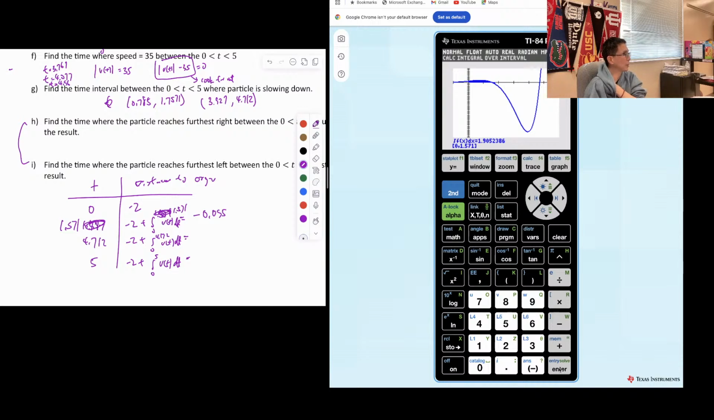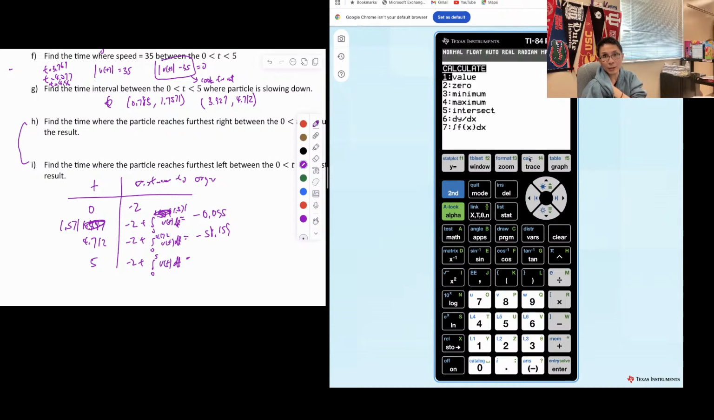Are you guys following me or no? I'm going to have to do the same thing with second calc from 0 to 4.712, and that should give you negative 58.159. Is that okay? No, 58. Oh, minus 2. You had to minus 2.